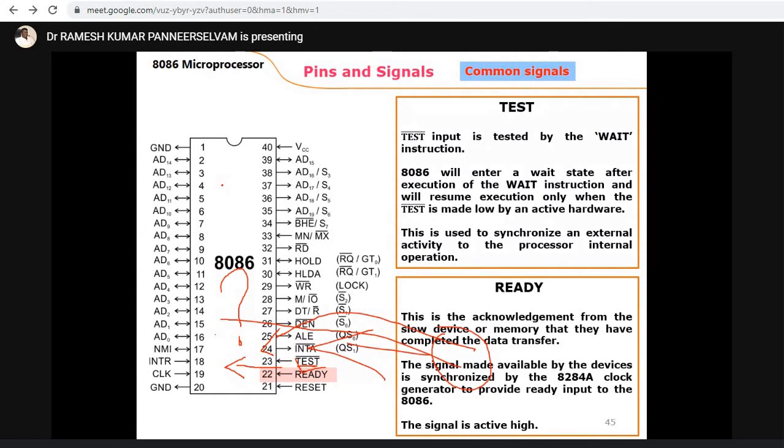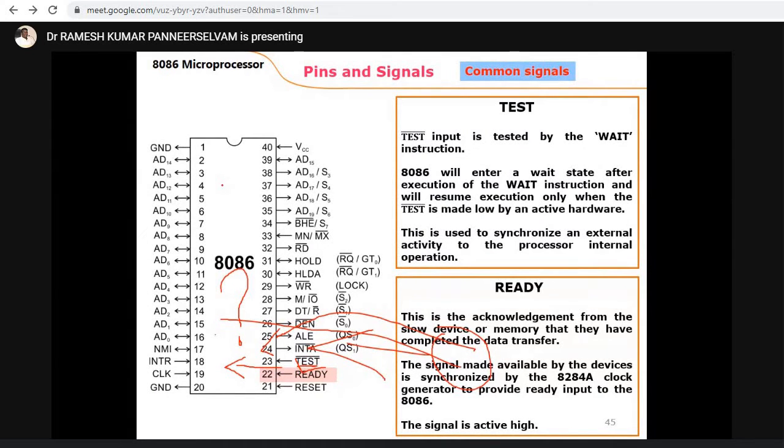Ready is a signal that is given to the 8086 microprocessor. This is an acknowledgement from the slow device or a memory that they have completed the data transfer. That means whenever there is a data transfer happening with the memory or output devices, sometimes the output devices are slow devices. For example, you give a document to a printer. The printer takes some time to print that particular document. Then the next print command is given by the processor to print the next one.